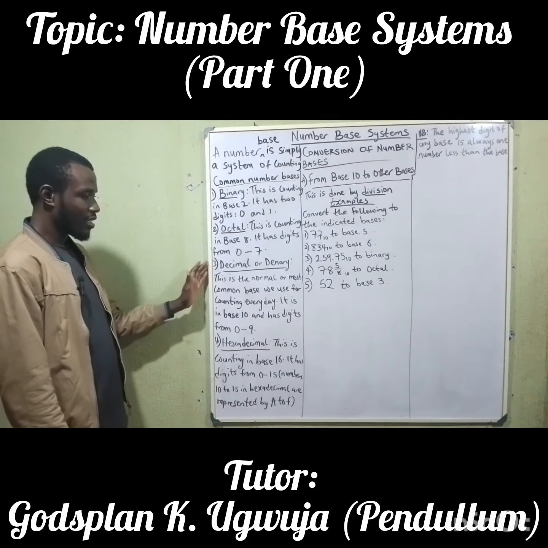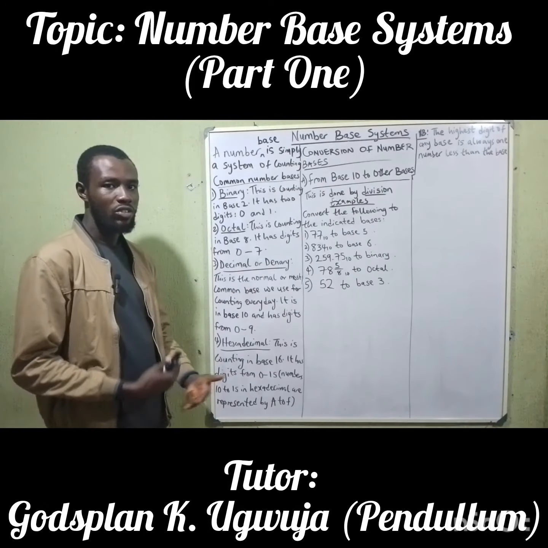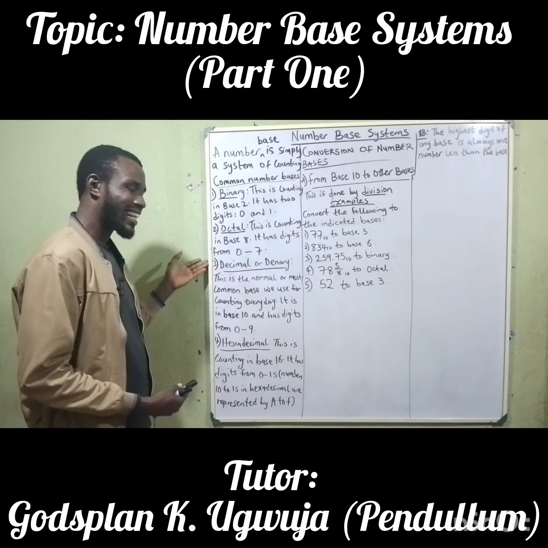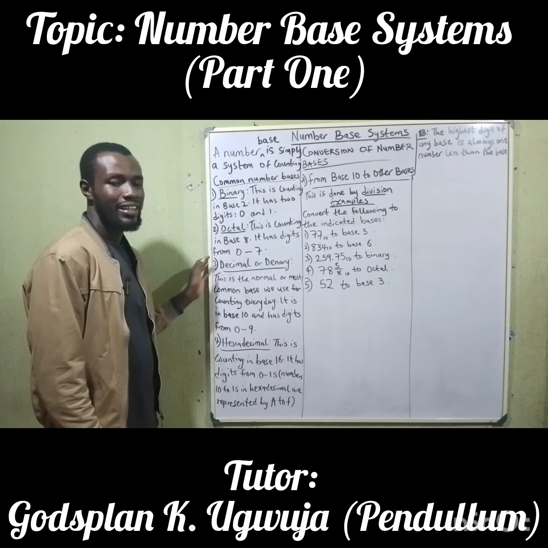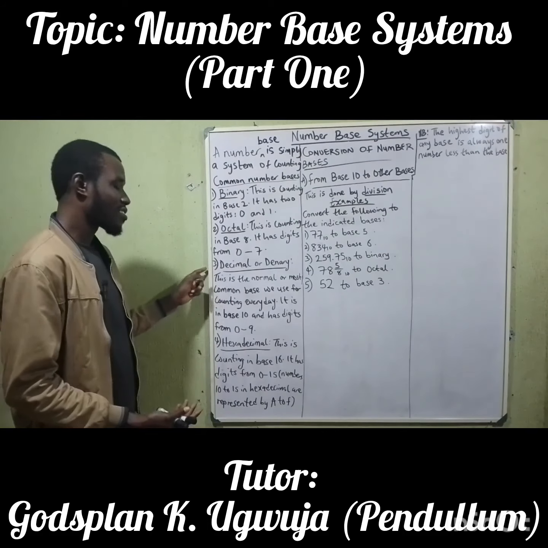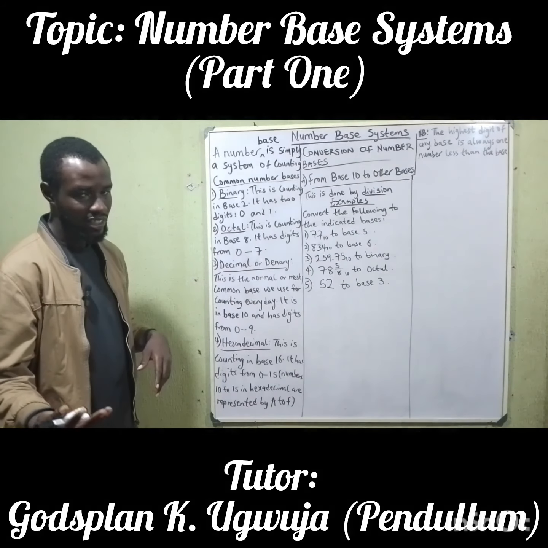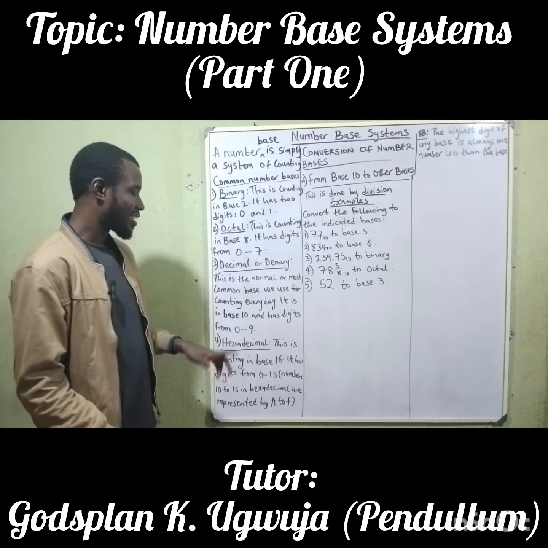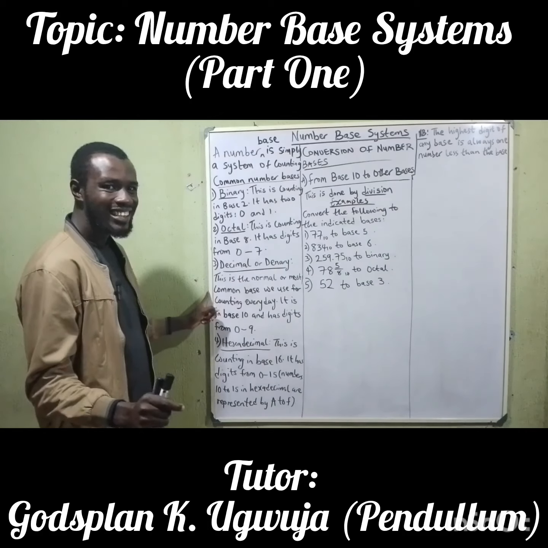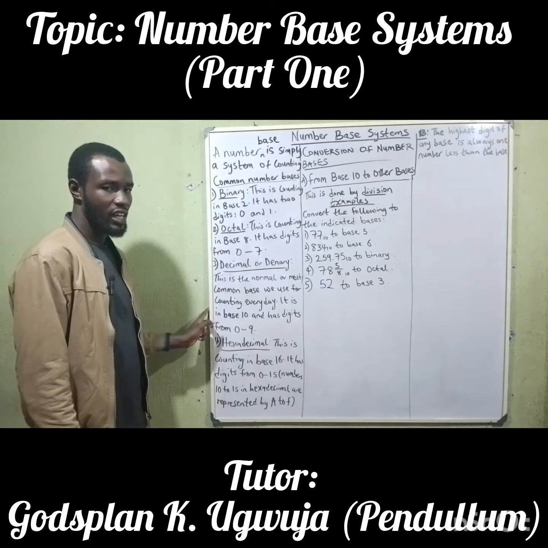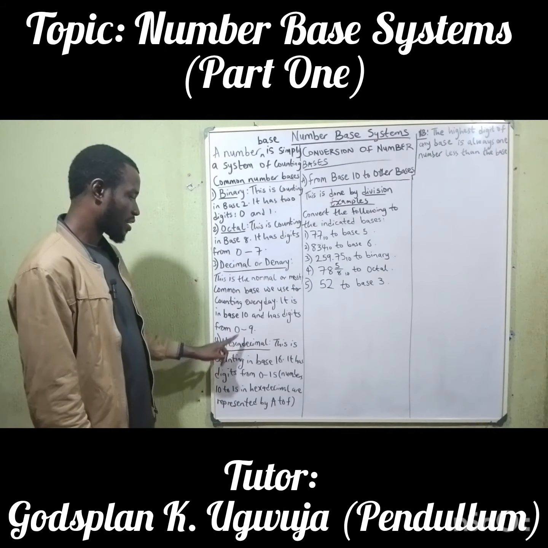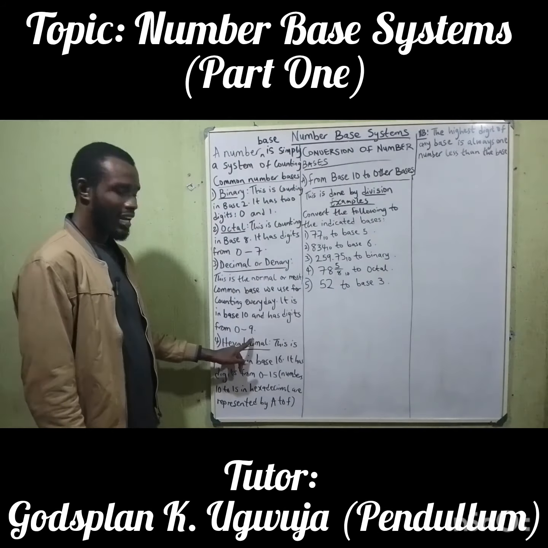Like I said, the decimal system is the common base we use to count every day. So this is base 10. Since it's base 10, it has 10 digits, and the highest digit is one number less than the base, which is 10. One number less than 10 is 9. So our digits for decimal are from 0 to 9.